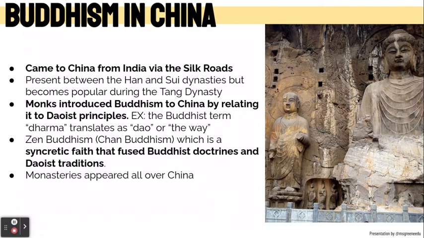So they related it to Taoist principles. For example, the Buddhist term Dharma translated to the Tao or the way, which is part of Taoism in China. And a new form of Buddhism called a syncretic faith developed called Zen Buddhism. Zen blended Buddhist ideas with Taoist ideas. And syncretic or syncretism is a really important word for this class, which means blending of two things together. So a syncretic faith is one that takes parts of different religions and blends them together. And monasteries, which is where monks live, started to appear all throughout China.